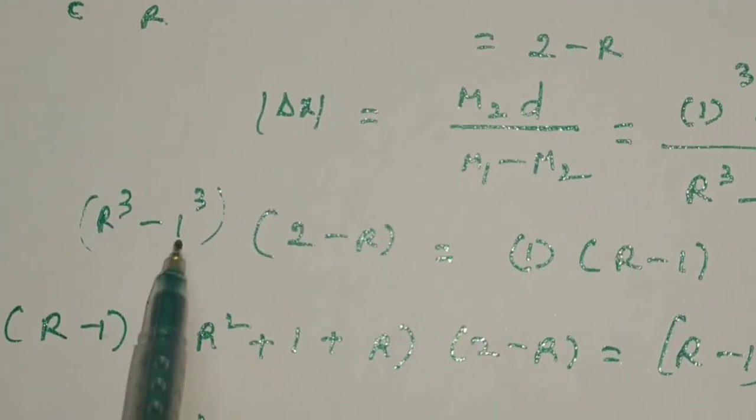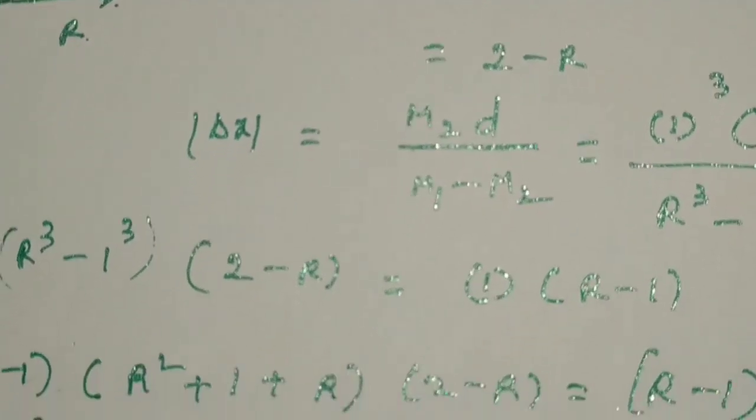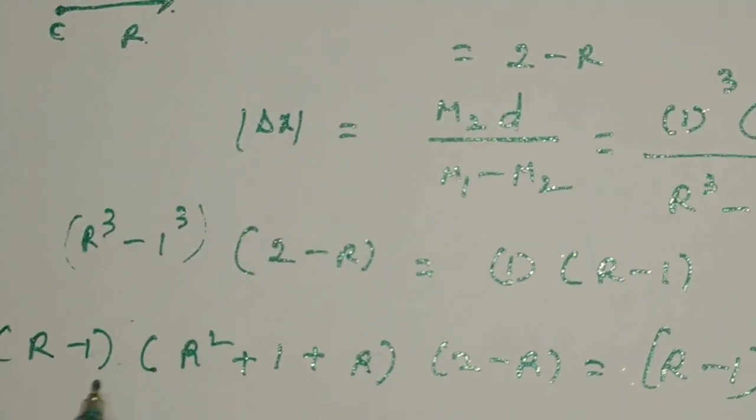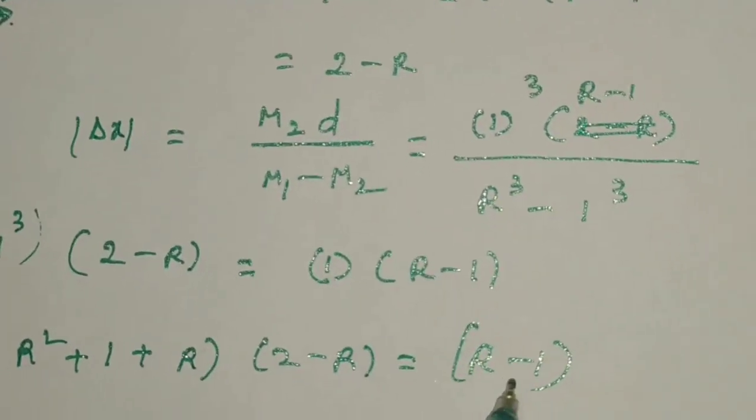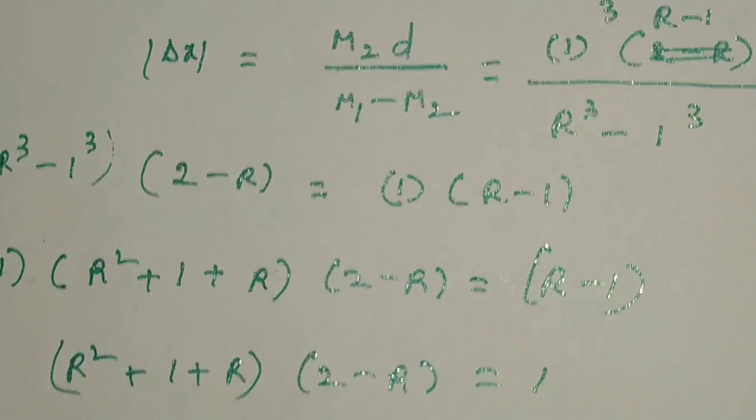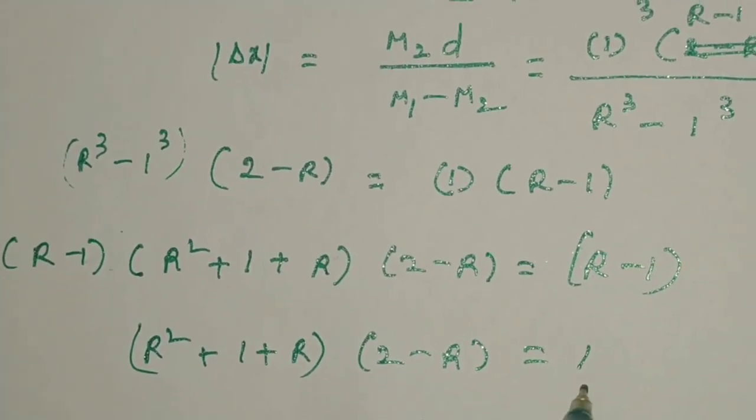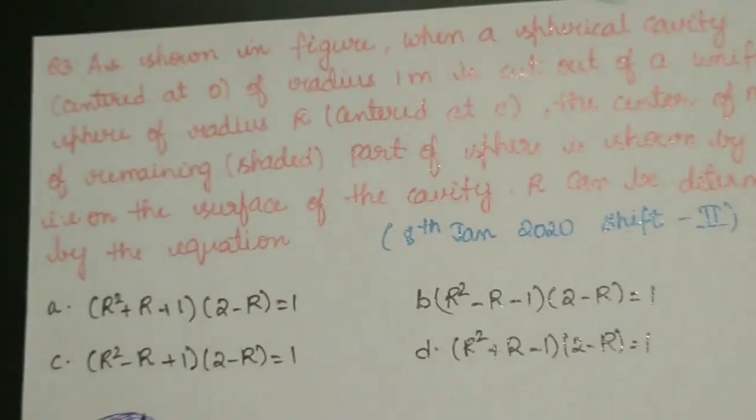So, here a cube minus b cube is equal to a minus b into a square plus b square plus ab. So, R minus 1 into R square plus 1 plus R, into 2 minus R, is equal to R minus 1. R minus 1 gets cancelled. So, R square plus 1 plus R, into 2 minus R, is equal to 1. So, that is option 1 is correct.